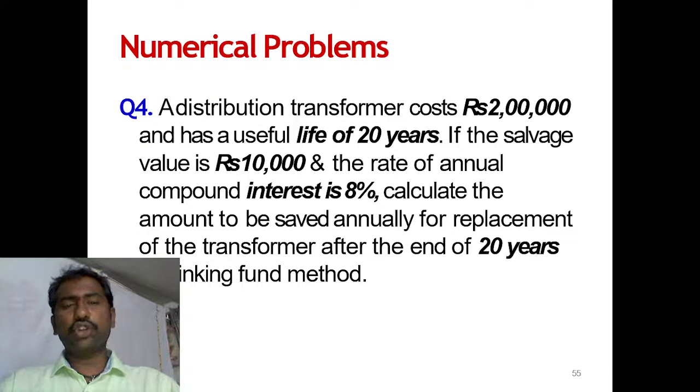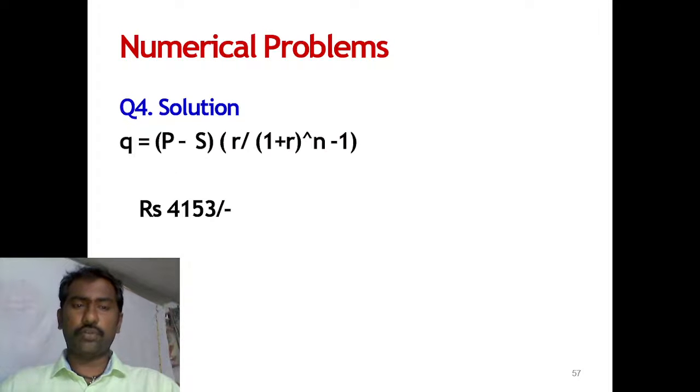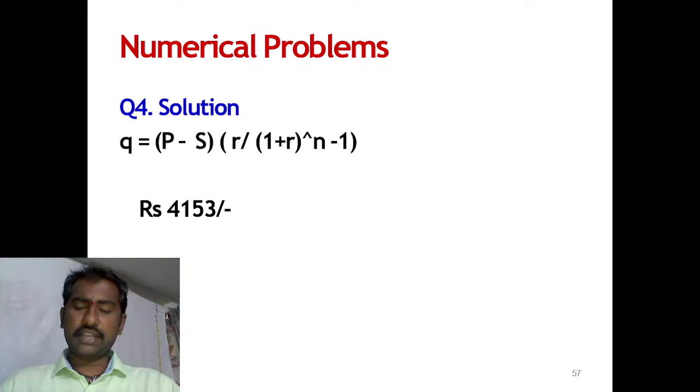And coming to the fourth problem, a distribution transformer costs 2 lakhs and has a useful life of 20 years, small n, and P 2 lakhs. If the salvage value is 10,000, the rate of annual compound interest is 8%. Calculate the amount to be saved annually for replacement of the transformer after the end of the 20 years by the sinking fund method. So we simply use one formula (P minus S) into R by (1 plus R) whole to the power of N minus 1. By substituting these values, we will get 4,153 as the sinking fund value.